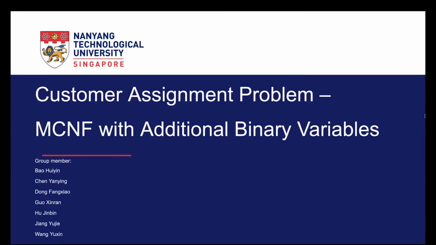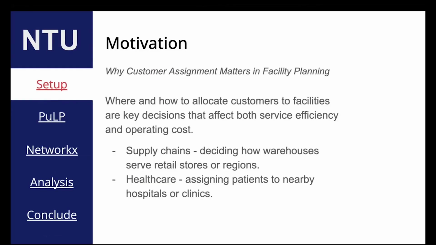Hello everyone. Our project focuses on the customer assignment problem, modeled as a minimum cost network flow with additional binary variables. This problem is inspired by real-world facility planning. In many industries, we need to decide where to locate facilities and how to assign customers to them in the most efficient way. For example, a company may decide which warehouse serves each retail region, or a hospital network may assign patients to nearby clinics.